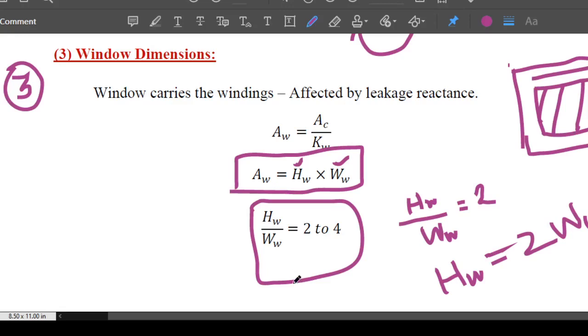There are infinite number of values you can take between these two numbers. So if I assume it as 2, what is the relation I'm getting? HW equal 2 times WW. Suppose you are able to find the width of the window, then you can directly take twice the width of the window as the height of the window, or vice versa. That's it about your window dimension. Keep it in mind, since this window is carrying the windings, there is a chance that it gets affected by the leakage reactance. That's why they have given a range of 2 to 4. You can adjust the height of the window as well as the width of the window so that the leakage reactance is also taken into account.